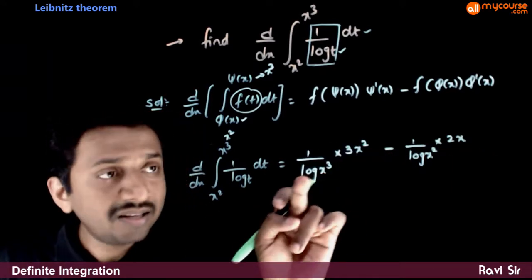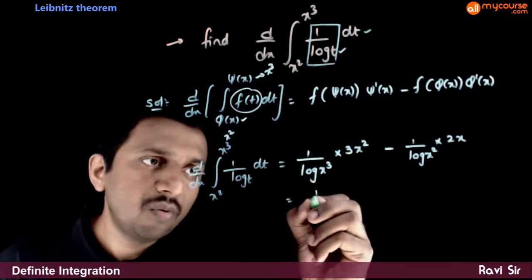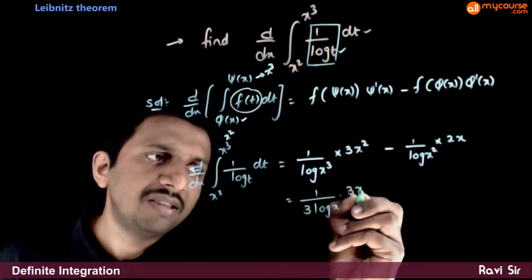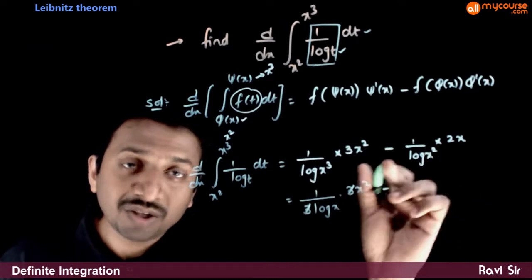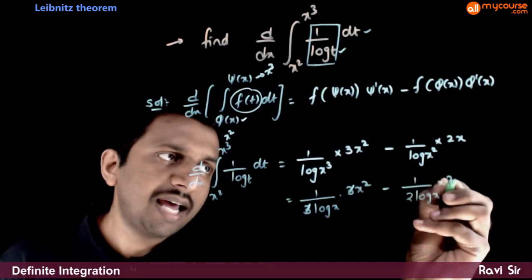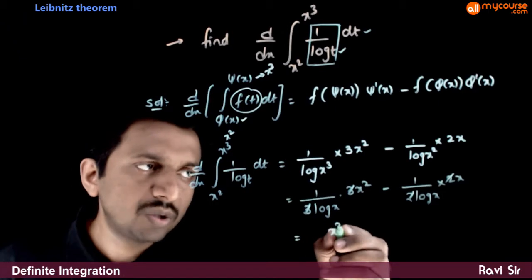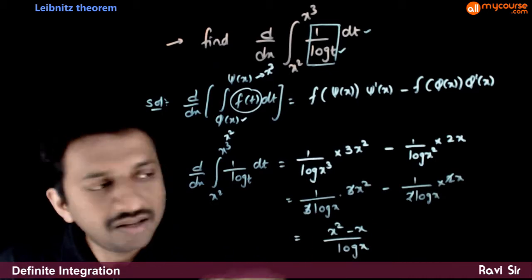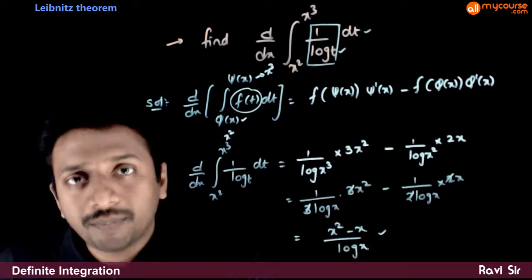So log x power 3, this 3 comes out, that is 1 by 3 log x times 3x squared, this 3 and 3 get cancelled, minus log x squared is 2 log x, 1 by 2 log x times 2x, this 2 and 2 get cancelled. So that is equal to x squared minus x by log x. So this will be the differentiation of integration x squared to x cubed 1 by log t dt.